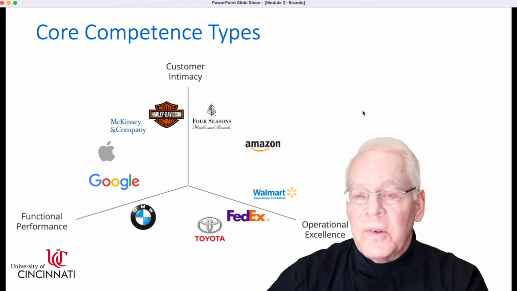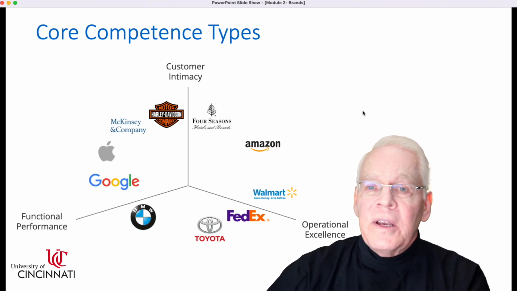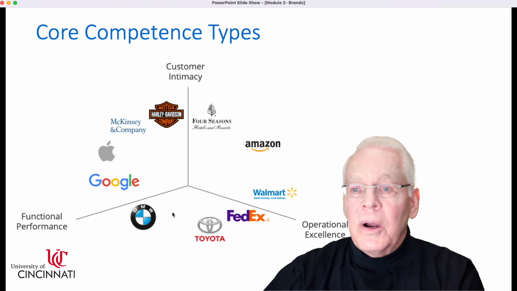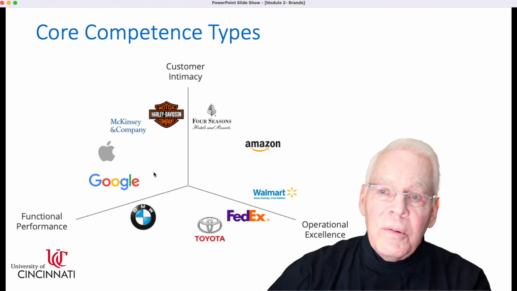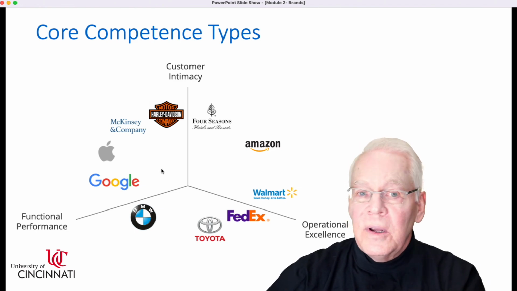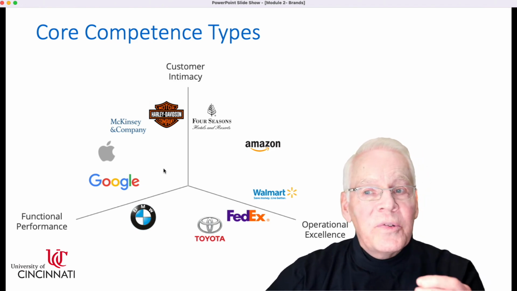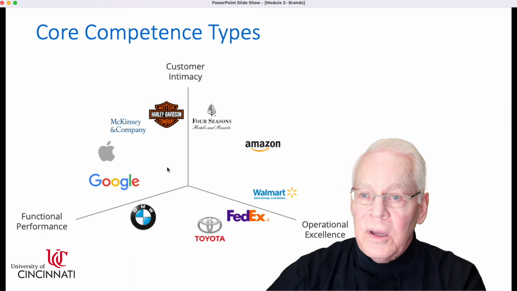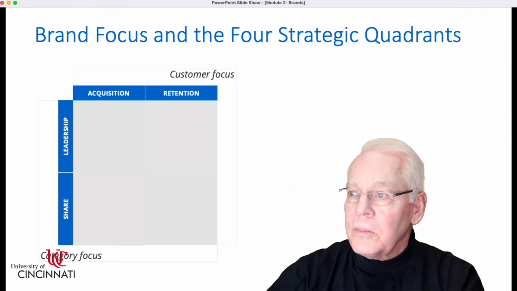Same with Four Seasons. So when you start to analyze a company, think about where you are on this grid. Are you more operationally driven? Are you more customer intimacy driven or functionally driven? Where do those skills lie? What is it that you're going to leverage to go out and do in the marketplace?